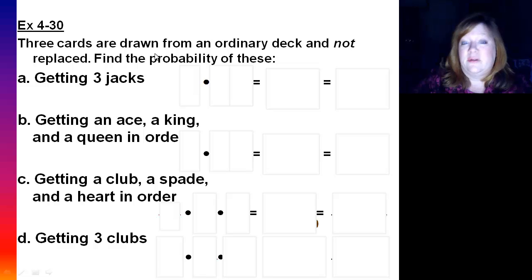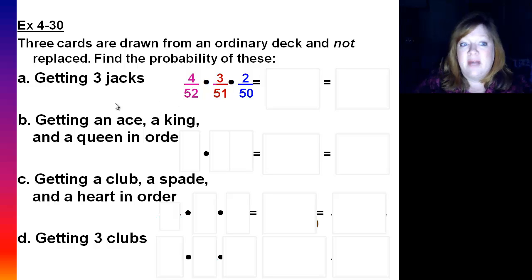So if I get 3 cards from a deck, I'm not putting them back in the deck. So the probability of getting 3 jacks. Well, first off, there's 4 jacks in a deck of 52 cards, so it's 4 out of 52. Then I don't replace that card. We assume that the first thing I got was a jack, so the next one is going to be only 3 jacks left in the deck out of a total of 51 cards. And we're going to assume that that took place as well, that we got another jack. So then there would only be 2 jacks left out of 50.